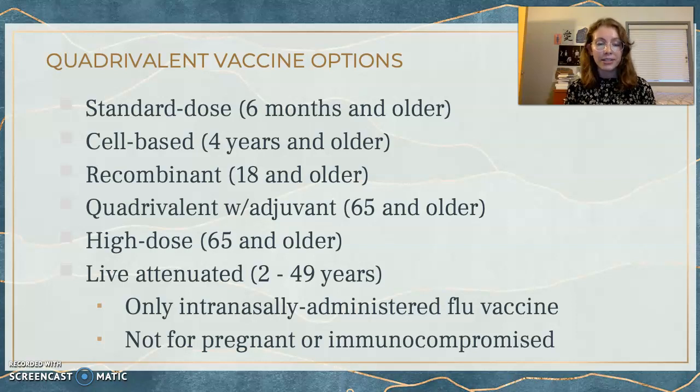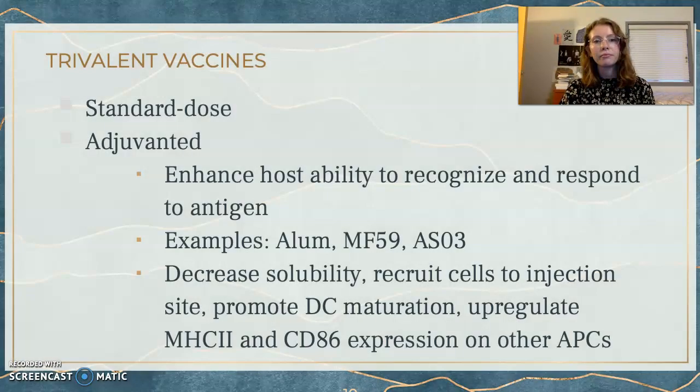There are also high-dose vaccines for those who are 65 and older, and there are live attenuated virus vaccines for those between 2 and 49 years of age. These, as I said, are the only intranasally administered vaccines, and they are not meant for those who are pregnant or immunocompromised. And then finally, trivalent vaccines. There are some standard dose trivalent vaccines, but more commonly they're associated with adjuvants.